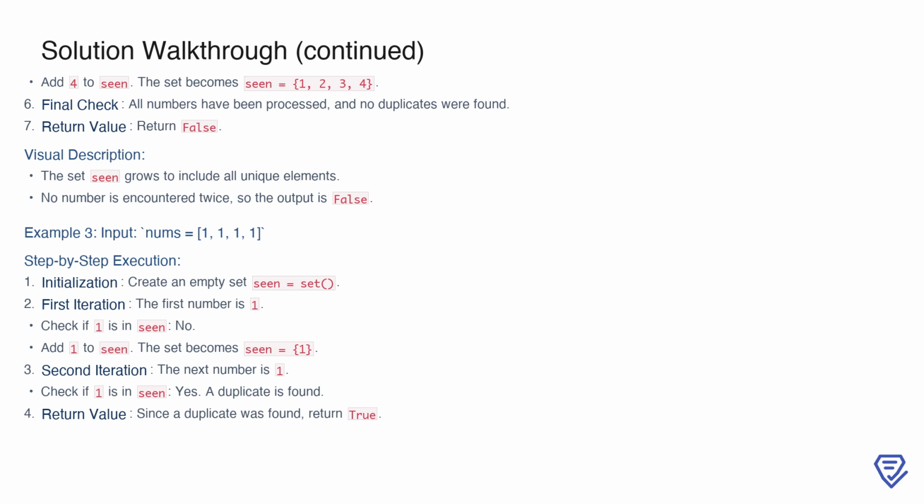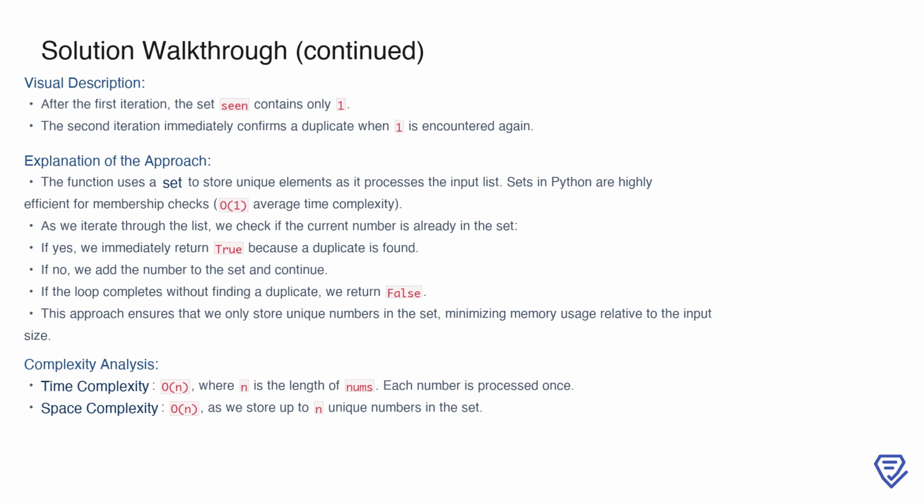As soon as a duplicate is detected, the function returns true without needing to process any further numbers. In this case, the seen set only contains the number 1 after the first iteration, and the second iteration immediately reveals the duplicate when 1 is encountered again. This approach highlights the efficiency of using a set for this problem.